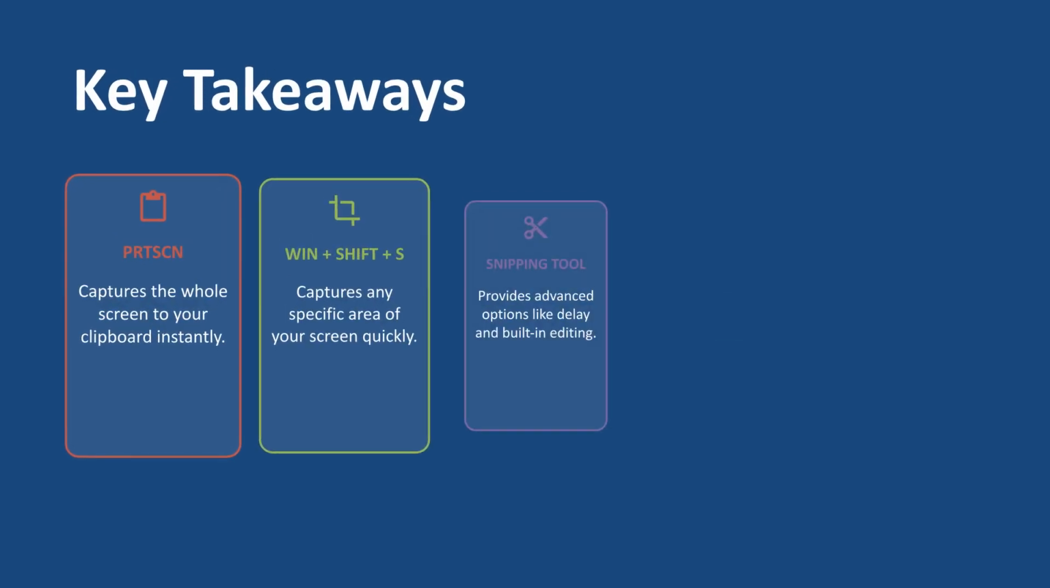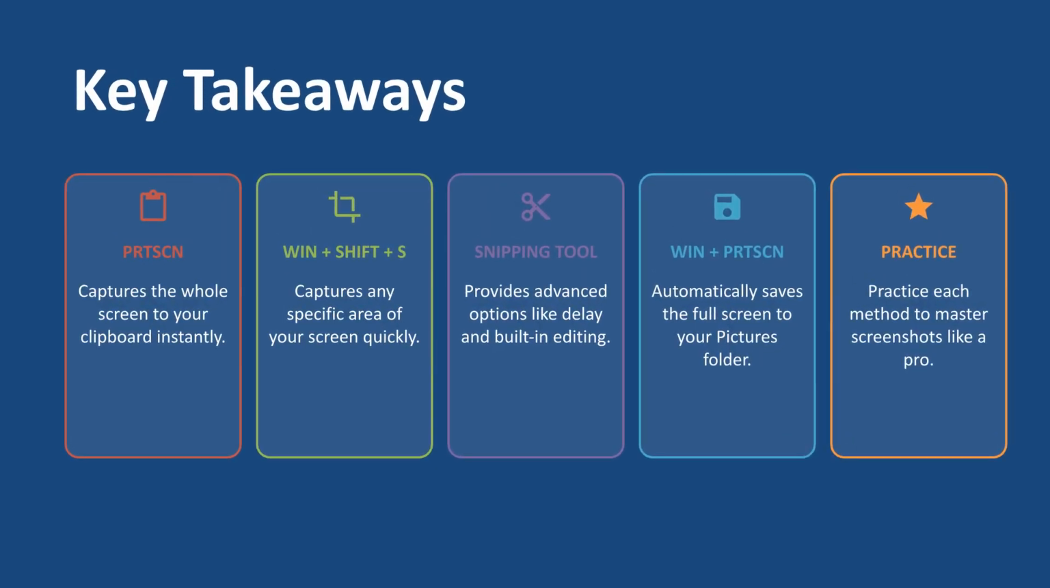To summarize, PRTSCN captures the whole screen to your clipboard. Win plus Shift plus S captures a specific area quickly. The Snipping Tool offers advanced options, and Win plus PRTSCN saves the full screen automatically. Practice each method to master screenshots like a pro.